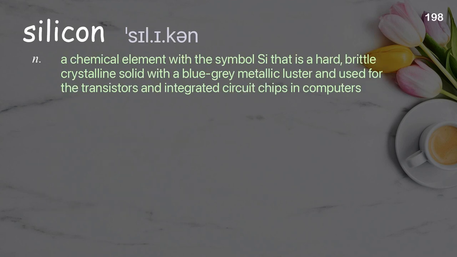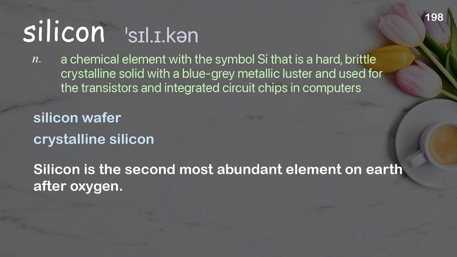Silicon: a chemical element with the symbol C that is a hard, brittle crystalline solid with a blue-gray metallic luster and used for the transistors and integrated circuit chips in computers. Examples: silicon wafer, crystalline silicon. Silicon is the second most abundant element on Earth after oxygen.